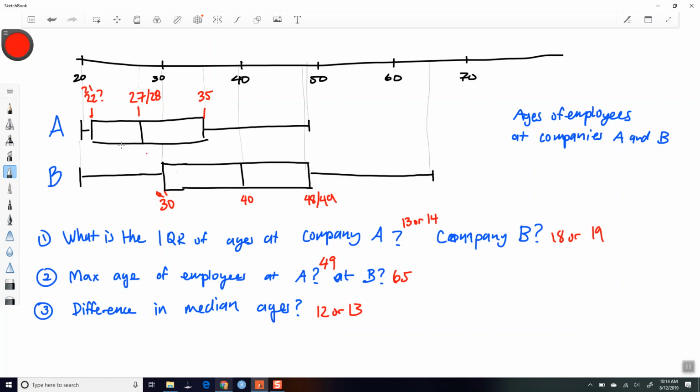What is this chunk right here? What percentage of employees at company are between 20 and 22 years of age? 25%, okay? So this little bit, this is like 1/4 of the company is between 20 and 22 years of age, okay? So 25% of employees. I should have probably brought this down to 18.